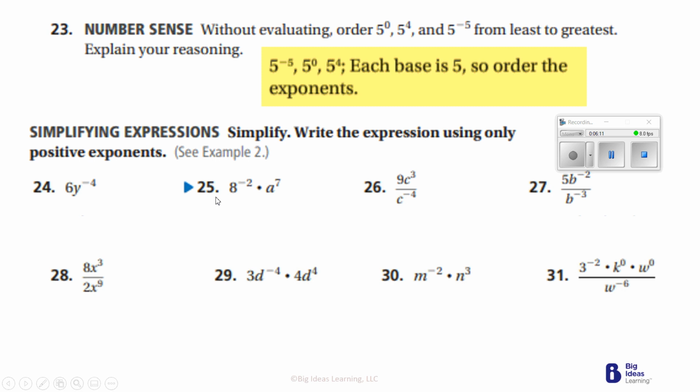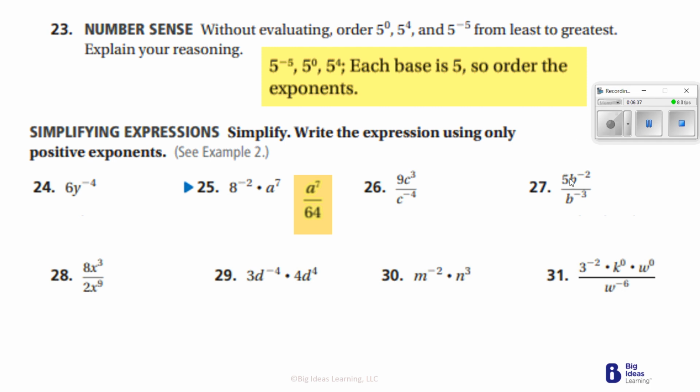All right, I got number 25. It says simplify, write the expression only using positive exponents. Well, if I've got 8 and I got negative 2, and I got 8 to the 7th, I'm going to have 8 to the 7th over 8 to the 2nd power. So 8 to the 2nd power is 8 times 8, which is 64.